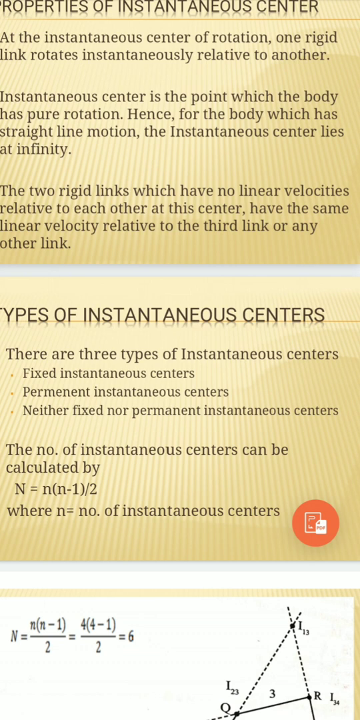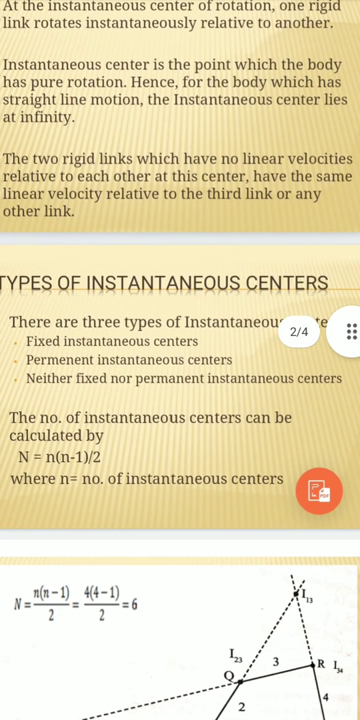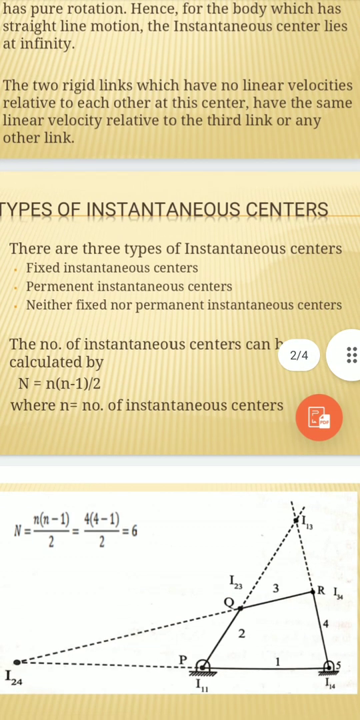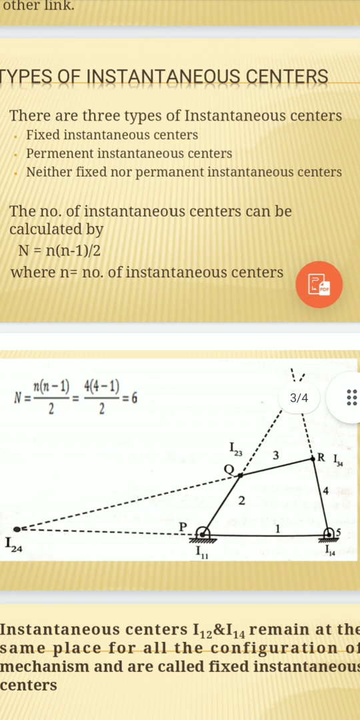If small n is the number of links, as you can see in the formula here, then in a mechanism the number of instantaneous centers is equal to capital N, which is equal to n into n minus 1 by 2, where capital N is the number of instantaneous centers and small n is the number of links. There is a simple example here. As you can see, a 4-bar mechanism having 4 links.